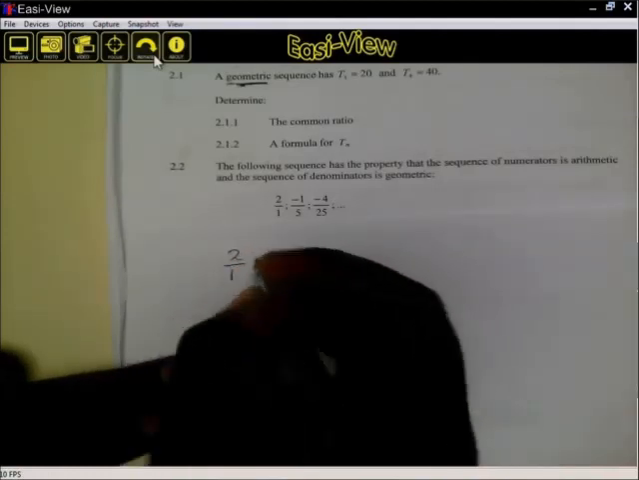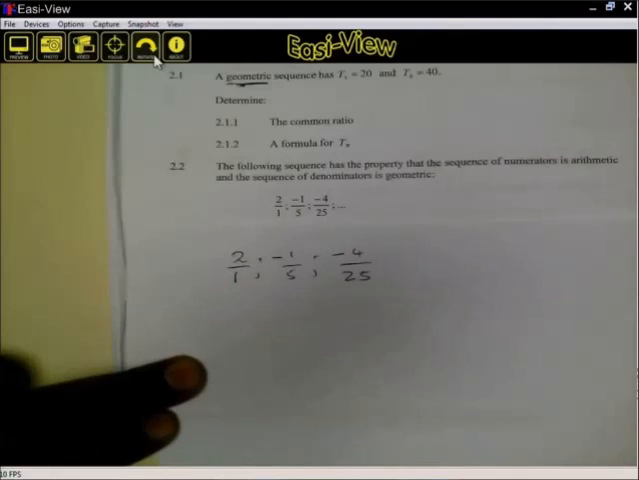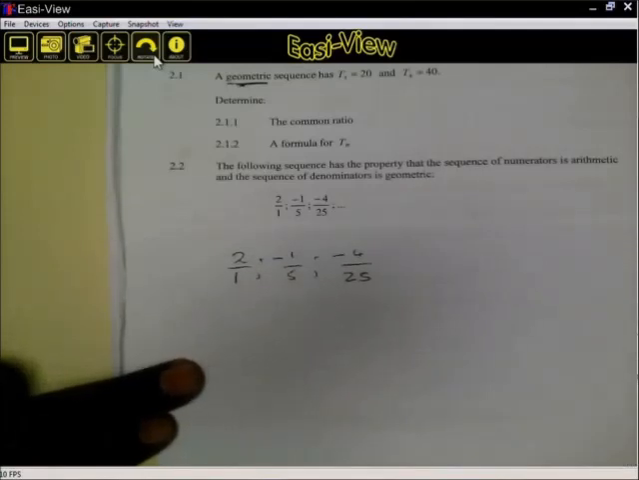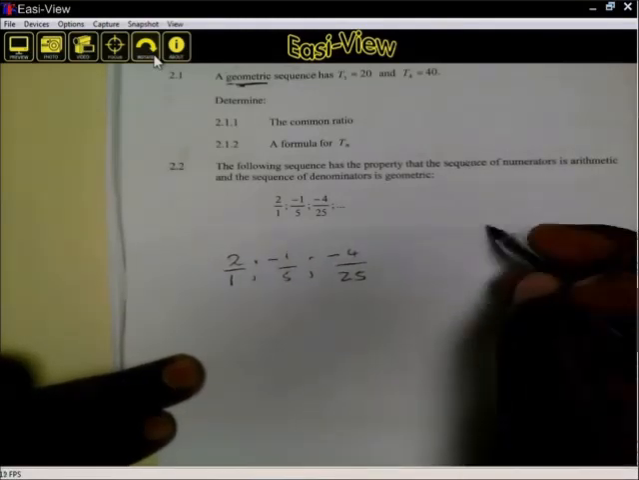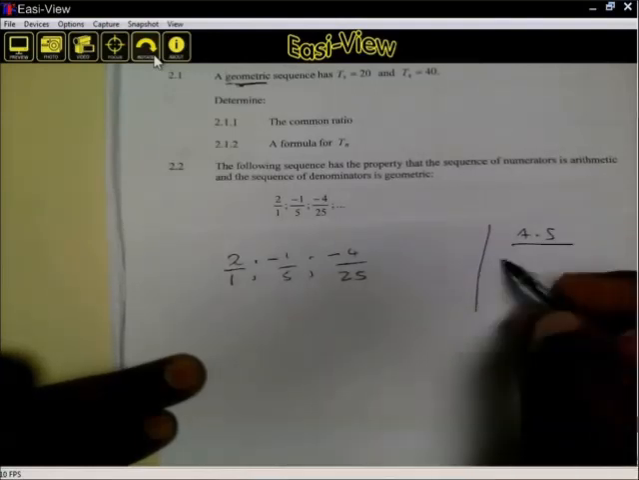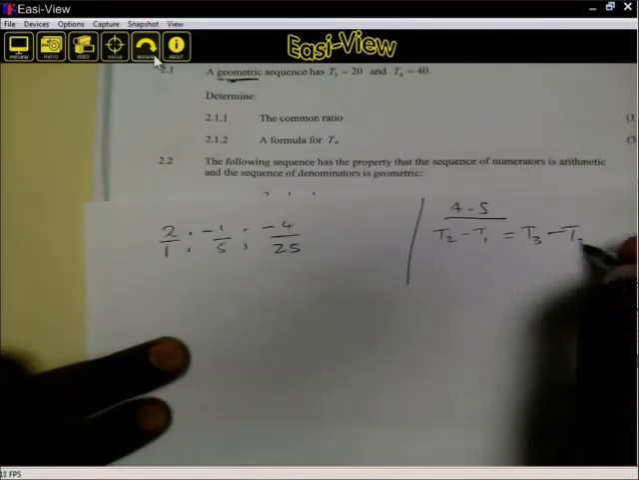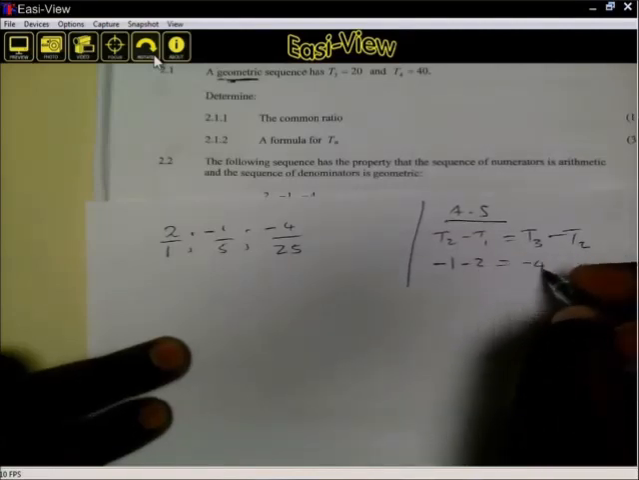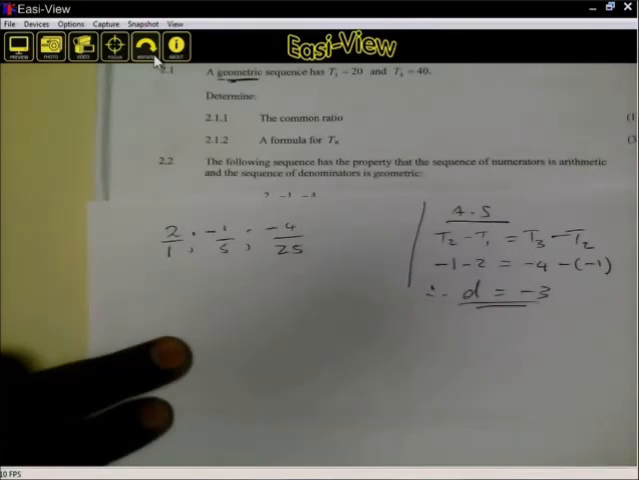It's 2 over 1, negative 1 over 5, and negative 4 over 25. The sequence of numerators is arithmetic, so it must have a common difference. And the sequence of denominators is geometric, which means it must have a common ratio. Before we even look at the question, what is the common difference on top for the arithmetic sequence? Remember, we say T2 minus T1 must be the same as T3 minus T2. T2 is negative 1 minus 2, which must be the same as negative 4 minus negative 1. And therefore, the common difference is negative 3 for the sequence on top.